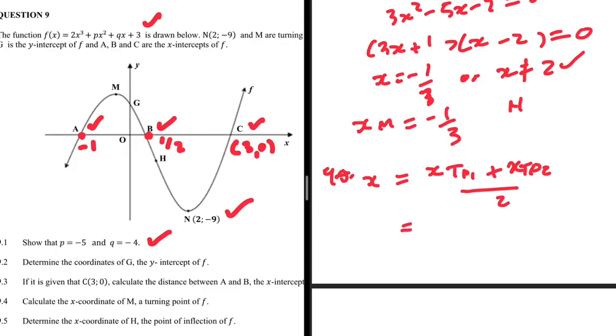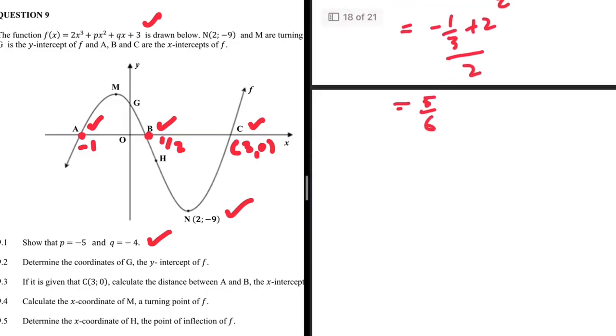So we're going to have minus 1 over 3 plus 2, all over 2, right? So let me put that in a calculator. Minus 1 over 3 plus 2, over 2. This is 5 over 6. So the x value is 5 over 6. So there we go. It's just the x value that we're looking for.